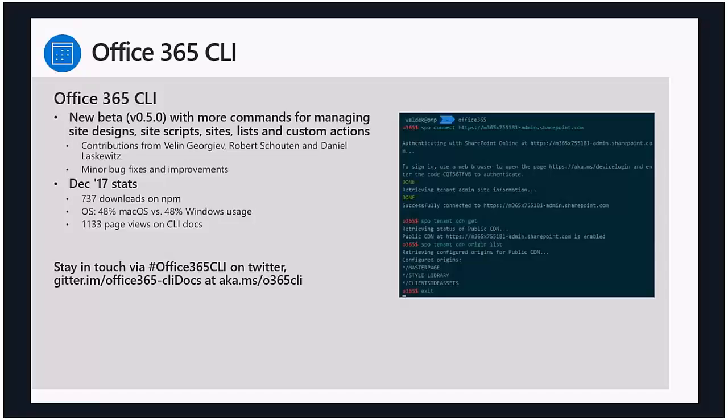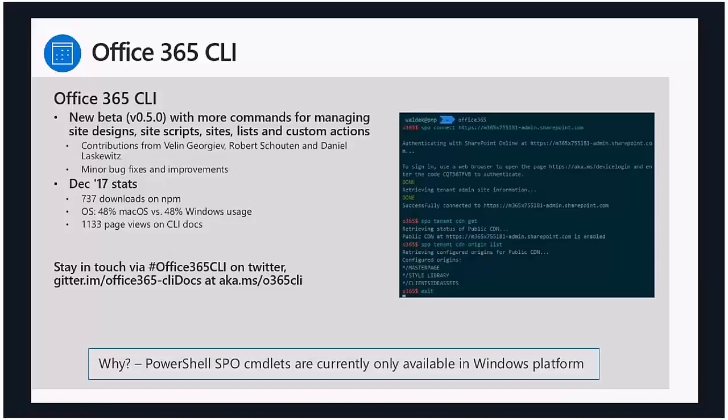Got these bullet points from Waldek yesterday. There's a new beta out, 0.5.0. It's got more commands for managing site designs, site scripts, sites, lists, and custom actions. Some great contributions from Velin, Robert, and Daniel. They contributed some new functionality, some of those commands, and then as well minor bug fixes and improvements are in that beta release. And again, if you'd like to contribute to something the Patterns and Practices program is doing, the Office 365 CLI is another great place you can jump in.